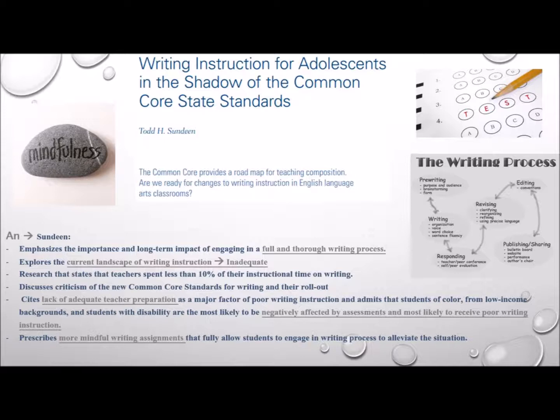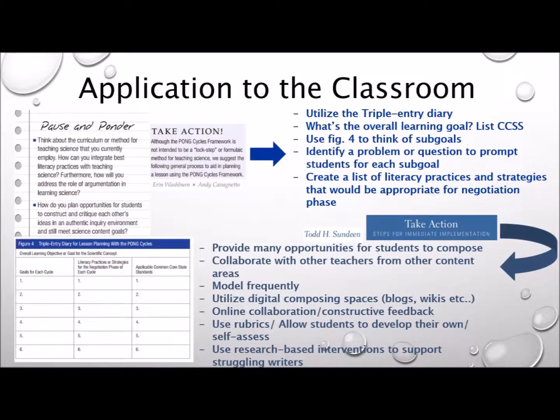Group member Anne noted that many teachers are not adequately prepared, and unfortunately this leads to poor writing instruction, most commonly for students of color, from low-income backgrounds, or with disabilities. She mentions that as educators, we should move away from over-assessing and move toward more mindful writing assignments that really engage students. For application to classroom teaching, Washburn and Cavagnetto believe that educators should utilize the PONG cycle and specifically incorporate the triple entry diary.